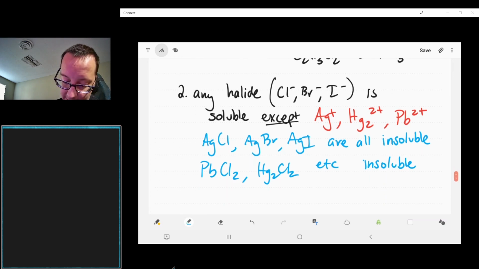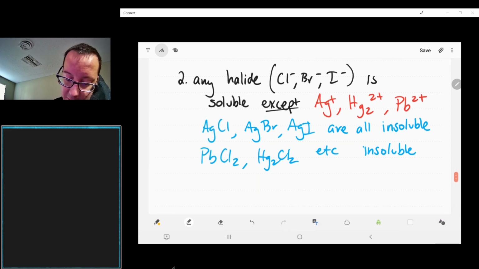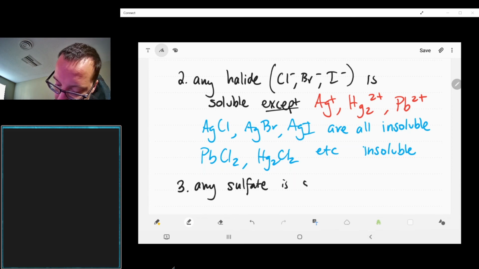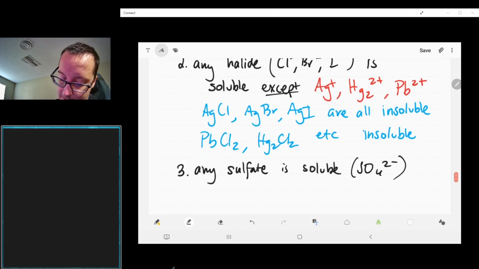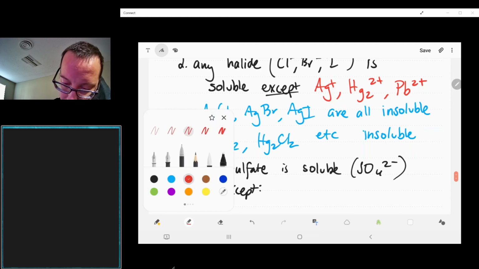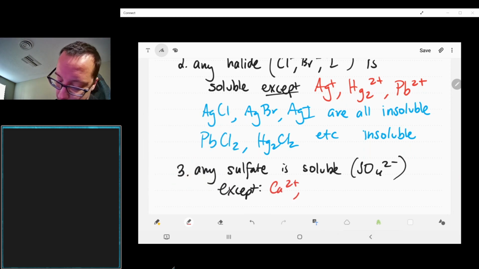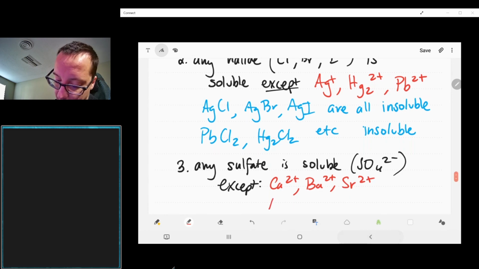All right, and the last one, the last rule we have, we really crunch things down here. Any sulfate is soluble. Sulfate, of course, is something that includes the sulfate ion. And we have a few exceptions here. Calcium, barium, strontium, and then the same ions as before.